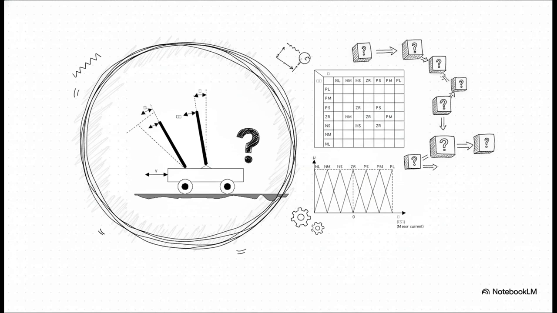On the left, you've got this incredibly difficult challenge, trying to balance a pole on a moving cart. It's super unstable. And on the right, that's the fuzzy solution. That grid is just a map of the rules. Like, if the angle is positive small and the speed is 0, then give the motor a positive small push. It's an incredibly intuitive way to solve a really tricky problem.